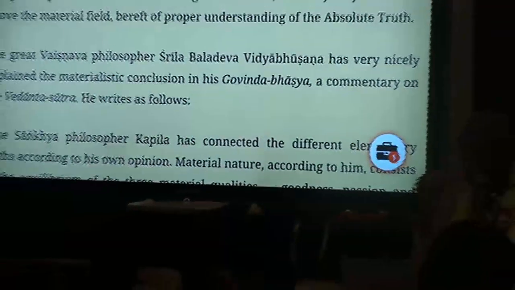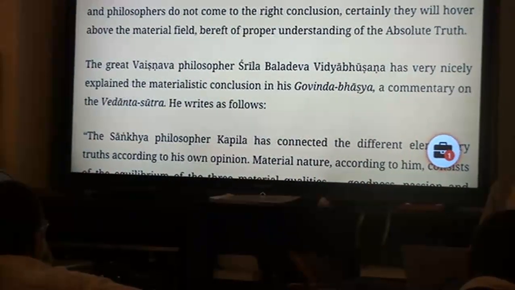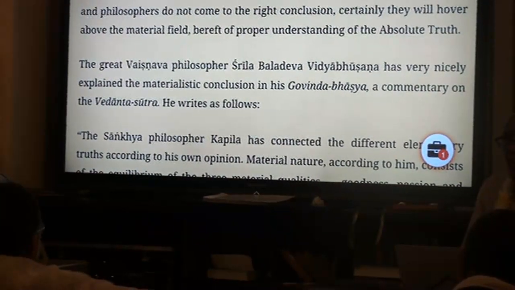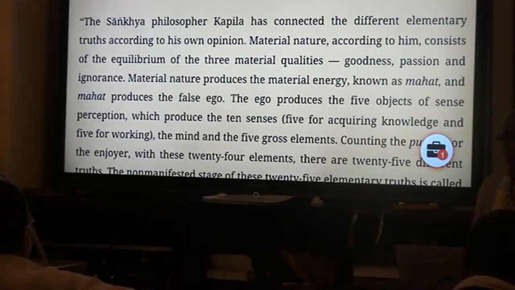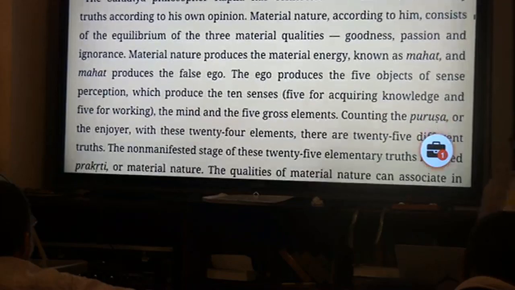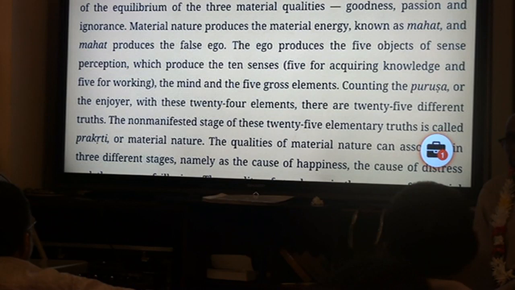The great Vaishnava philosopher, Srila Baladev Vidyabhushan, has very nicely explained the materialistic conclusion in his Govinda Bhashya, a commentary on the Vedanta Sutra. He writes as follows. The Sankhya philosopher Kapila has connected the different elementary truths according to his own opinion. Material nature, according to him, consists of the equilibrium of the three material qualities: goodness, passion, and ignorance. Material nature produces the material energy, known as mahat. And mahat produces a false ego.